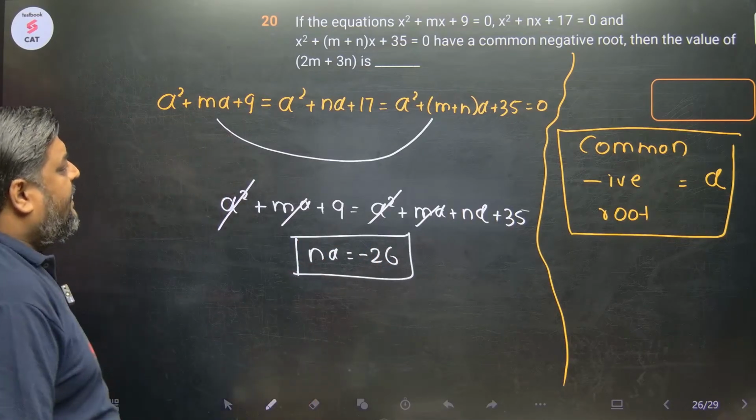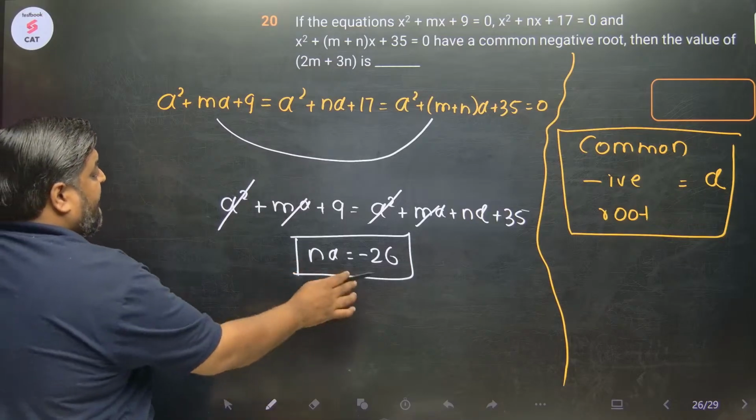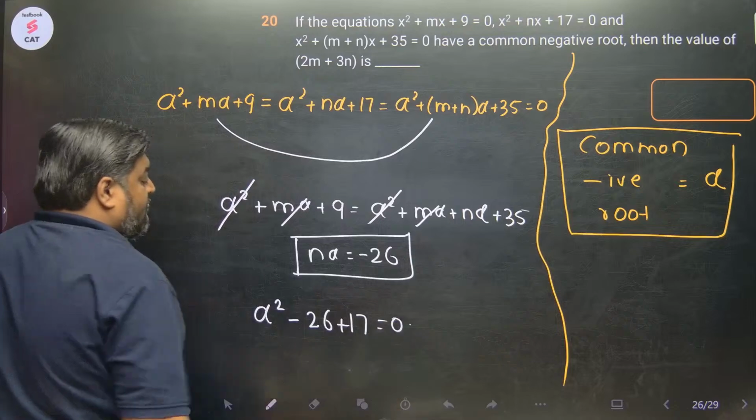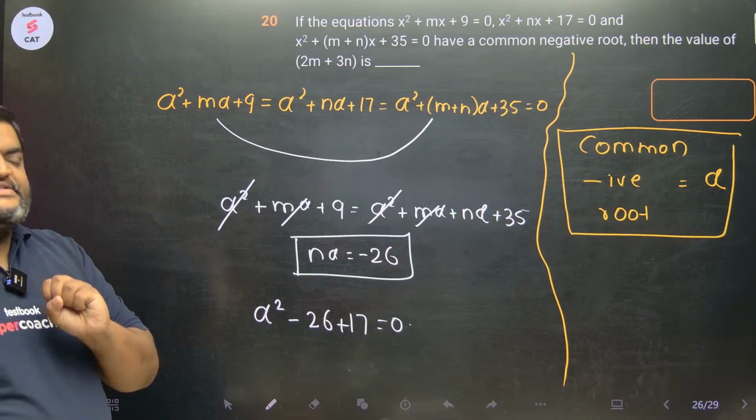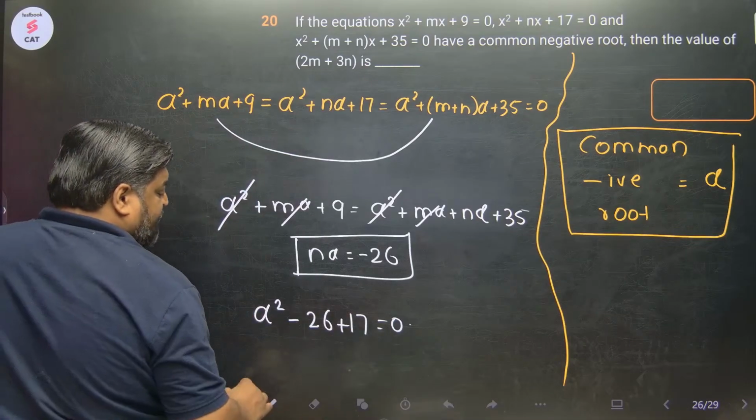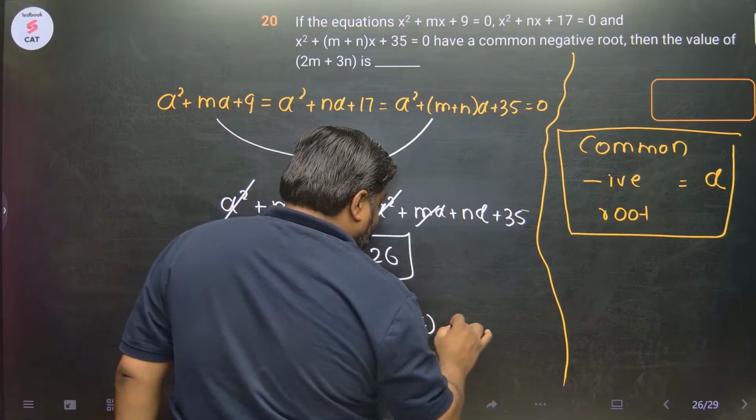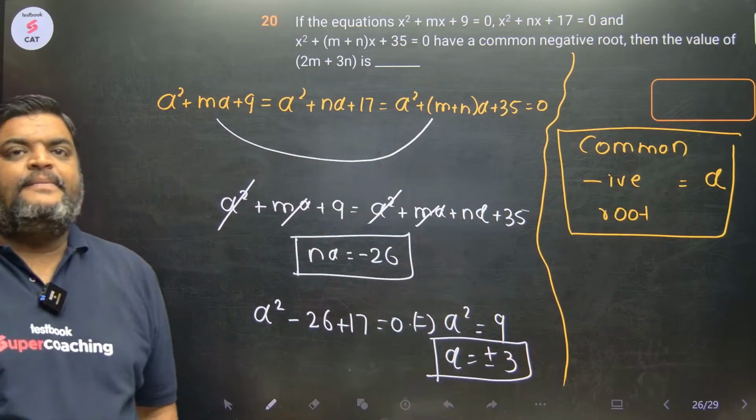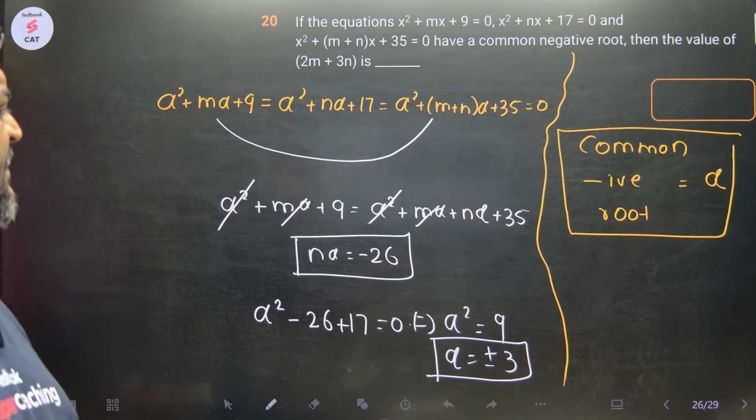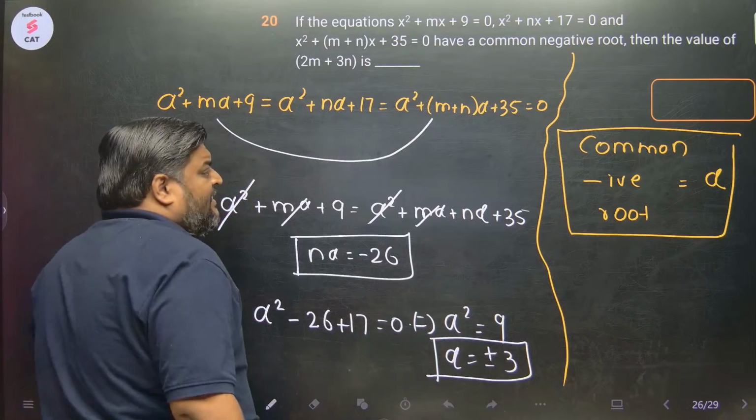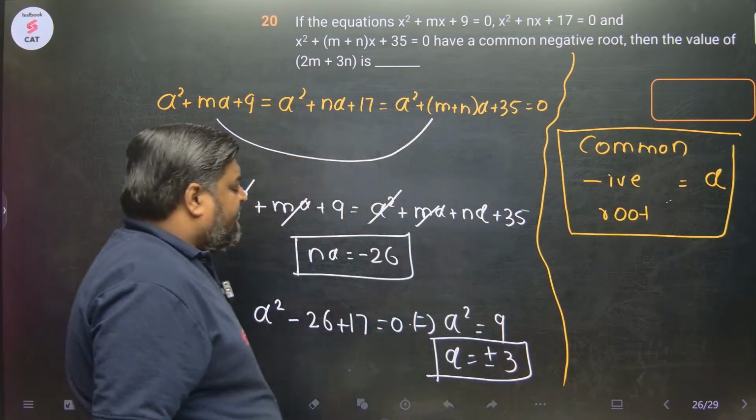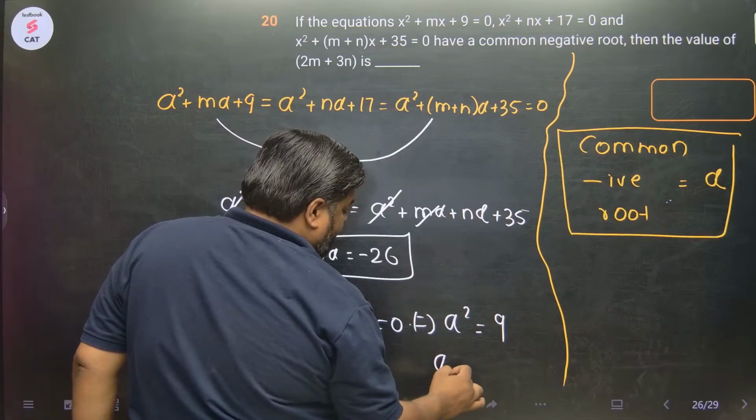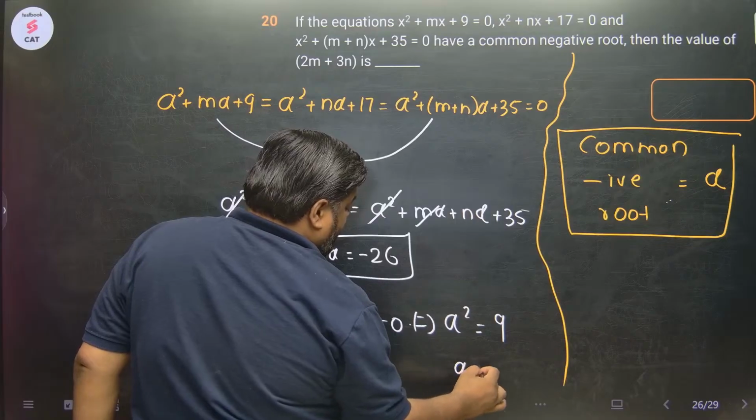Now if you put n alpha as minus 26 in the second equation, you get alpha square minus 26 plus 17 equals 0. That gives me alpha square as 9. Alpha would be plus minus 3. But alpha is a negative root, so we will ignore plus 3, sorry, we will take alpha as minus 3.